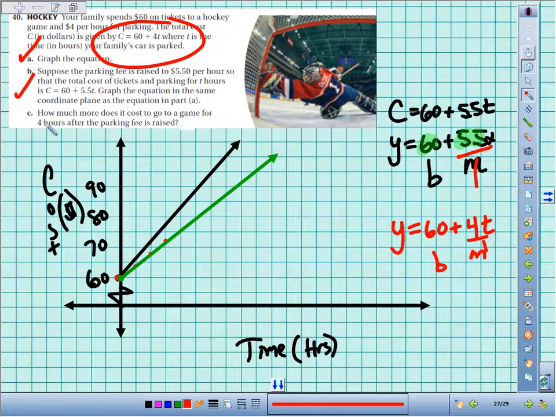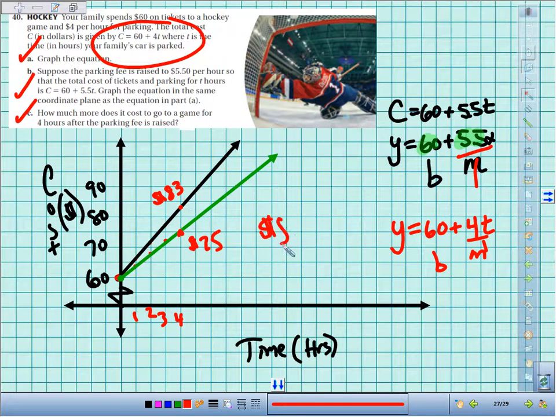So A is done, we graphed it. B is done, we graphed it. C, how much more does it cost to go to a game for 4 hours after the parking fee is raised? Well, if we go to 1, 2, 3, 4 hours, we can see it's going to be about $75 versus the total cost looks like it's about maybe $83. So a difference of 75 to 83, a difference of about $8.